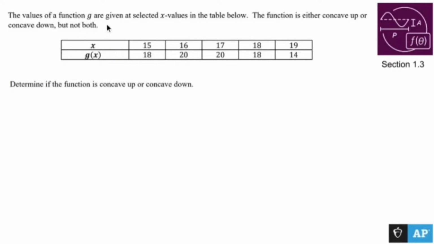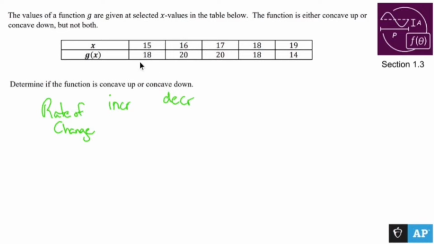The values of a function g are given at selected x values in the table below. The function is either concave up or concave down, but not both. Determine if the function is concave up or concave down. Well, something is concave up if the rate of change is increasing for concave up and decreasing for concave down. So what do? Well, let's find the rate of change. The way you find the rate of change is you go to your table. You make sure that the x values are going up by the same number, which they are. These are called equal length input value intervals.